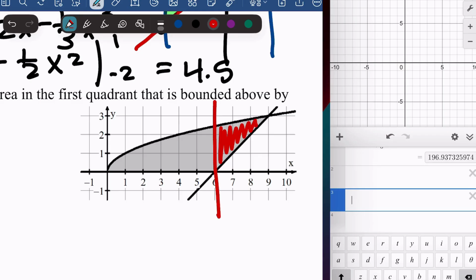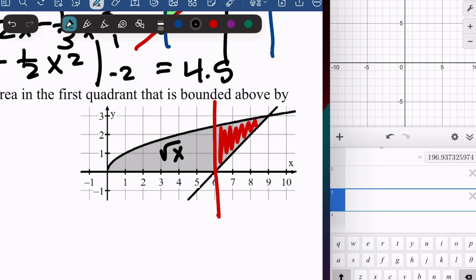Everything up to 6, we only care about the area under which function? Square root of x. Good, the square root of x. Which means we're going to have to do the integral from 0 to 6 of just the square root of x. And then we're going to add it to the integral of 6 to what? 9, where we subtract the two functions to find the area between.